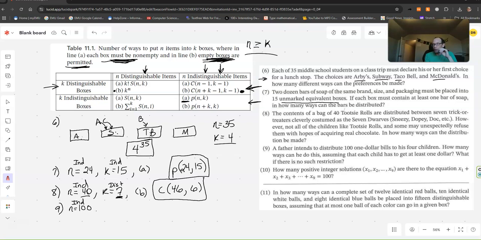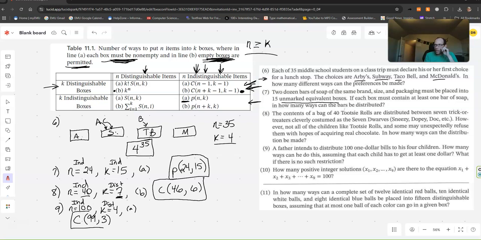And we have 4 children who certainly are distinguishable. In general, people are going to be distinguishable unless there's something very, very specifically worded to count them as identical people. That would be very rare. And if each child must get at least $1, well, that's A. So the first one here would be indistinguishable items, distinguishable boxes, part A. So this would be C(99, k minus 1 is 3).